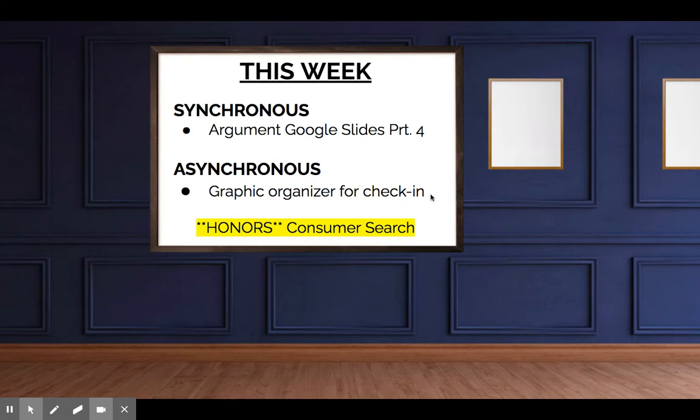And then we have a graphic organizer that I will show you what that is and how you will go about doing that. And then if you were doing honors credit, we have our first honors option for quarter 2, this term that we're in. So I can also go over that as well.